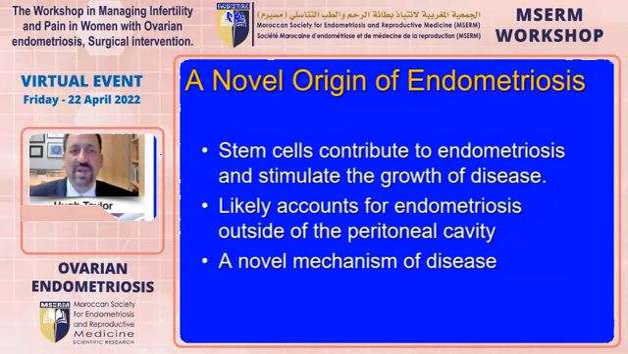It's a novel origin for endometriosis. Stem cells can contribute to the disease and stimulate the growth of pre-existing disease. I think this accounts for most endometriosis outside of the peritoneal cavity, when we see it in the brain or in the lungs. Not only is it a novel origin of endometriosis, it's really a novel mechanism of disease, that stem cells can ectopically differentiate inappropriately, causing disease. I think endometriosis will turn out to probably be the first of many diseases where this is a mechanism of disease.